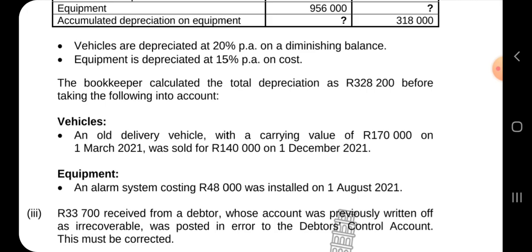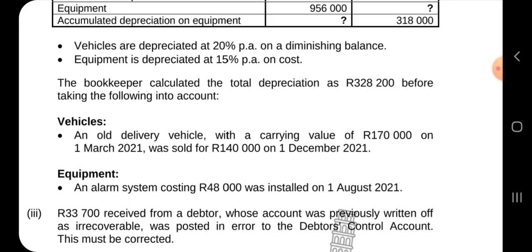So let's see, the vehicle was sold for 140,000 on the 1st of December 2021. Before we even calculate depreciation, the amount that the vehicle was sold for is less, but let's see if it will still be less after depreciation has been taken into account.